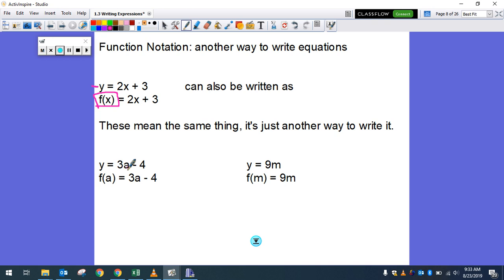Instead of an x, this time it's an a. So when you write it in function notation, you just need to remember whatever letter is in the equation is the letter that goes in the parentheses. So this would be read, f of a is 3a minus 4. So this is function notation. When it has the f, that is function notation. Okay? So same thing here. This time I used an m. So the m is what goes in the parentheses. F of m is 9m.